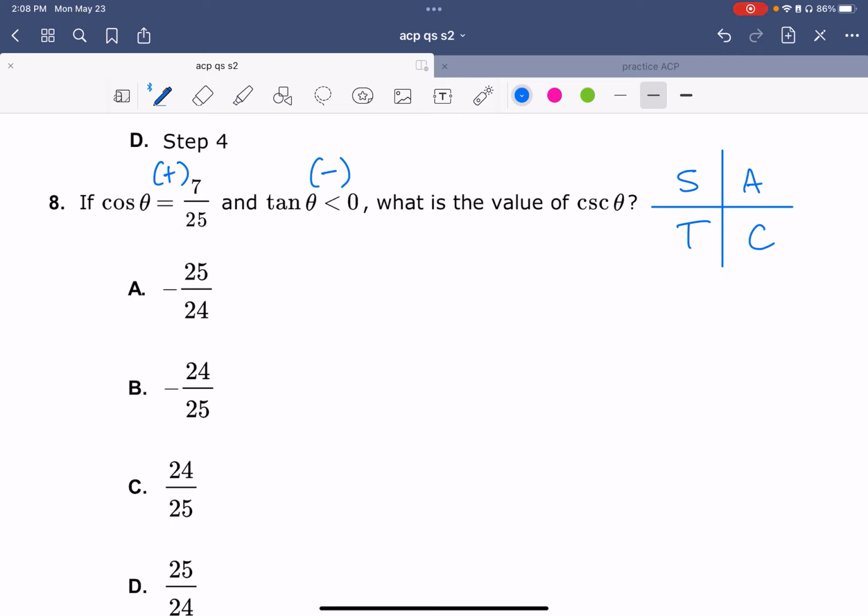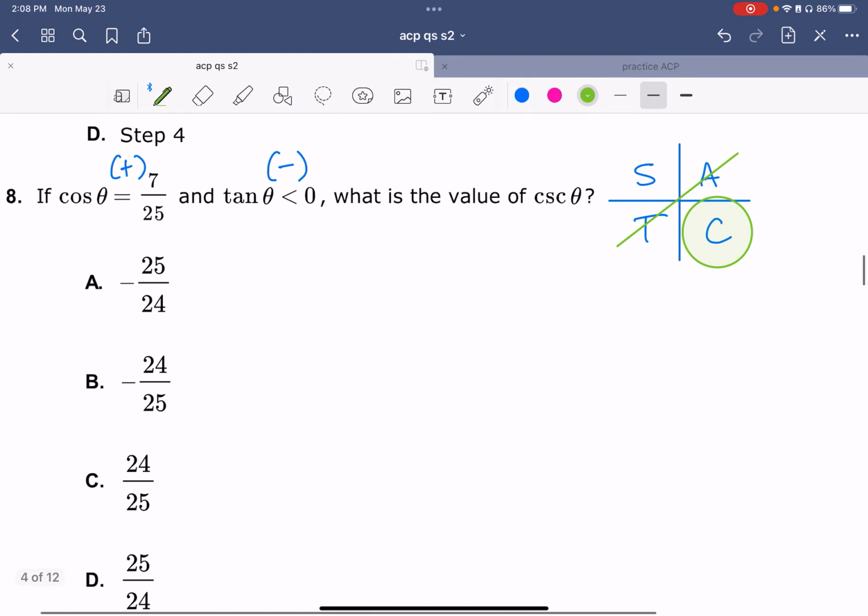Since tangent is negative, it can neither be the quadrant labeled tangent nor the one labeled all, because that's when tangent is positive. And since cosine is positive, the only place that happens is in quadrant 4. So we know that the final answer will be in quadrant 4.